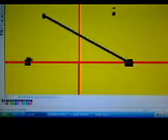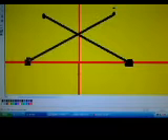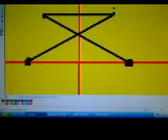Alright, I will now show that this distance is equal to this distance. Okay, proof. First of all, since this point is a reflection of this one over this line, that means that this line right here connecting them is perpendicular to the given line.